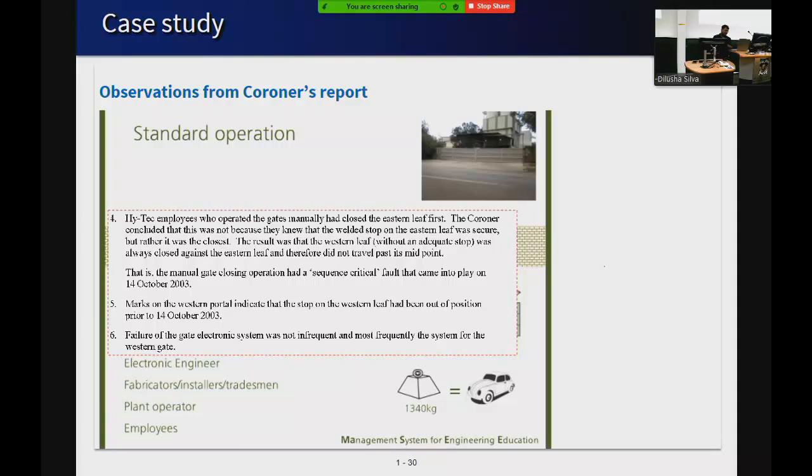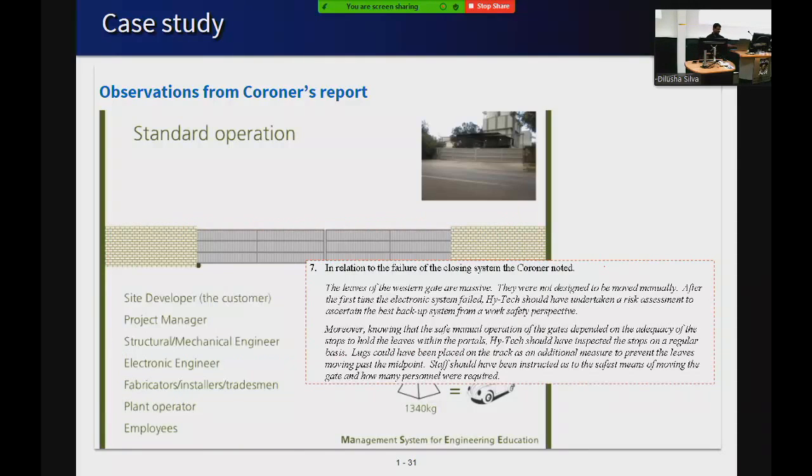The manual gate closing operation had a sequence critical fault that came into play in October 2003. Marks on the western portal indicate that the stop on the western leaf had been out of position prior to that. Failure of the electronic system was not infrequent, and most frequently the system for the Western Gate. So it was quite common for the Western Gate to be non-functional.